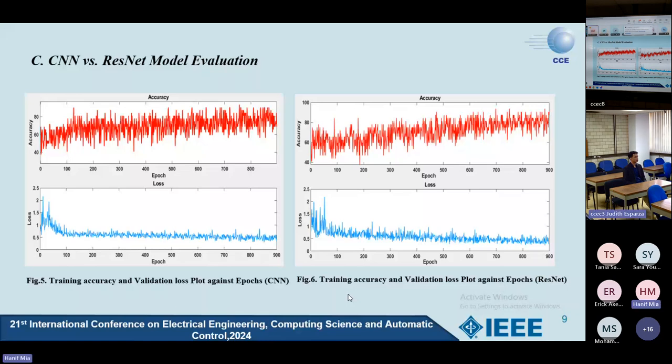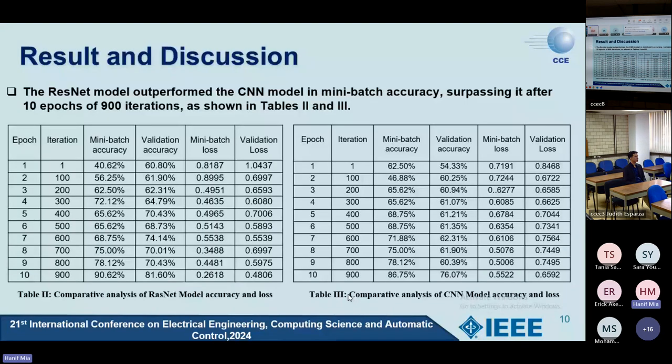Also, we can see the ResNet training models. Our result shows that the ResNet model outperformed the CNN model in minimum batch accuracy, surpassing it after 10 epochs of 9 iterations, as shown in tables 2 and 3. Table 2 is the comparative analysis of ResNet model accuracy and loss. Here we can see from iteration 1 to iteration 900, our minimum batch accuracy was 90% and the loss was 48%.